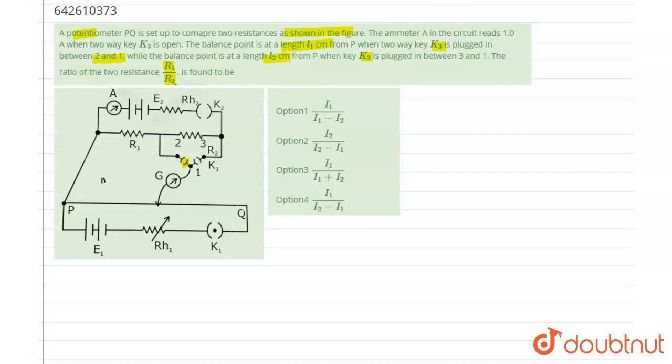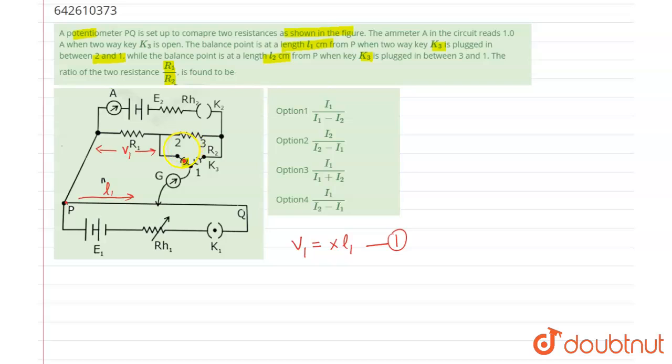Okay, so as we know that the potentiometer works on non-deflection condition. So when we plug between 1 and 2, only potential drop on R1 will be equal to potential drop on the wire PQ between point P and balance length. In starting, the length is L1, and as we know that the potential drop will be proportional to balance length, so we can use that relation V1 is equal to X L1. Here X is a potential gradient and that is a constant value, so that is our first relation.